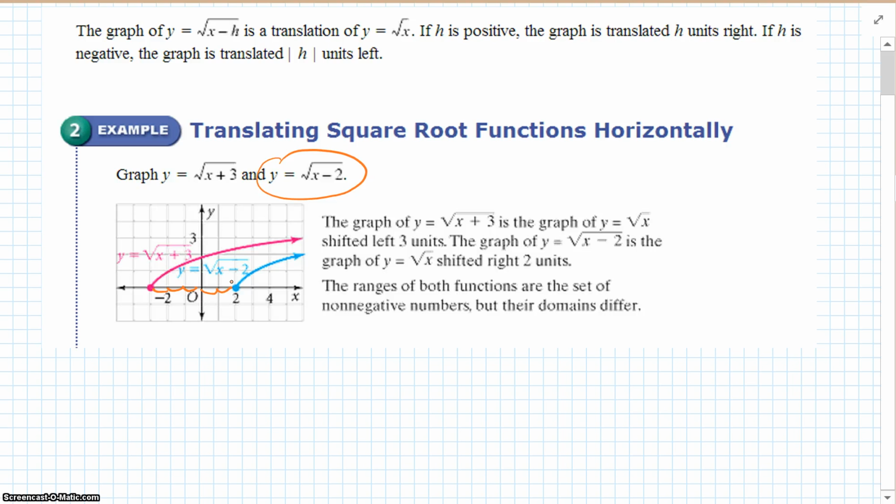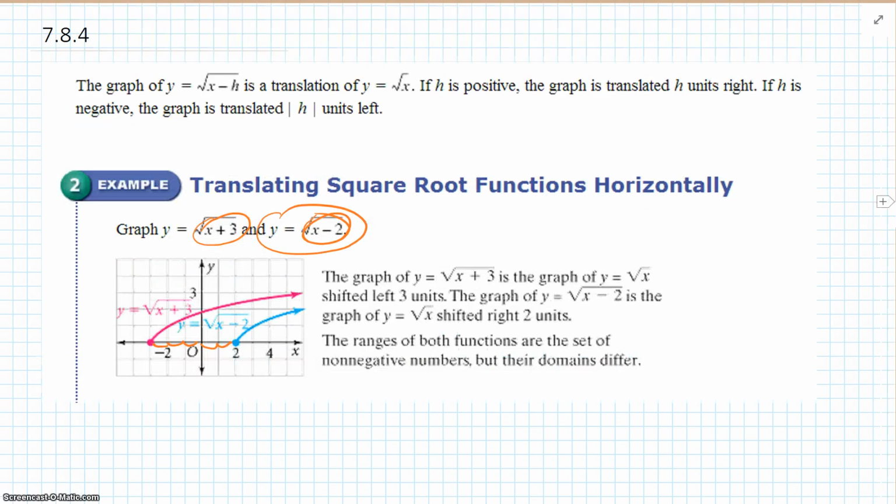Again, one way to think about it is, what's going to make the radical 0? What's going to make that 0? That's one way to always think about it. So the graph is, we've already done it, shifted 3 units to the left. The graph of square root of x minus 2 is the same graph, shifted 2 units to the right. The range of both functions is the set of non-negative numbers, but their domains differ.